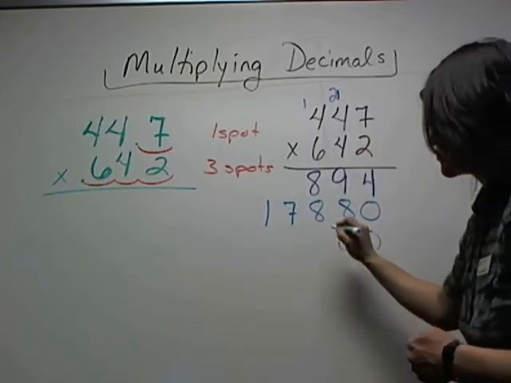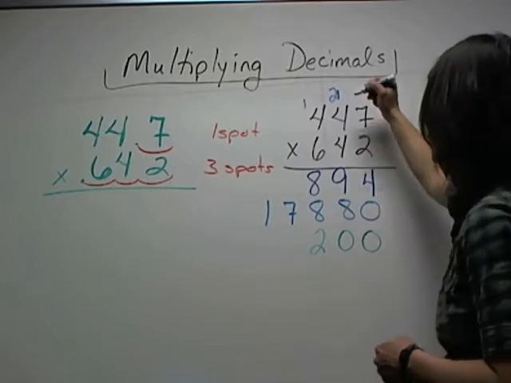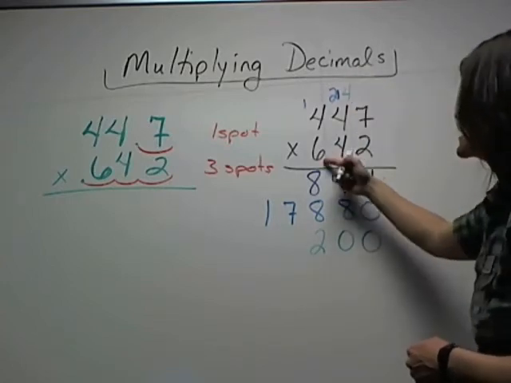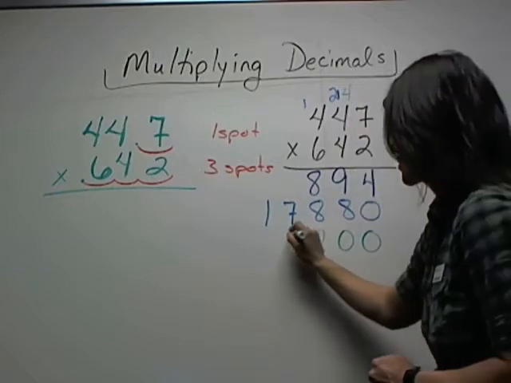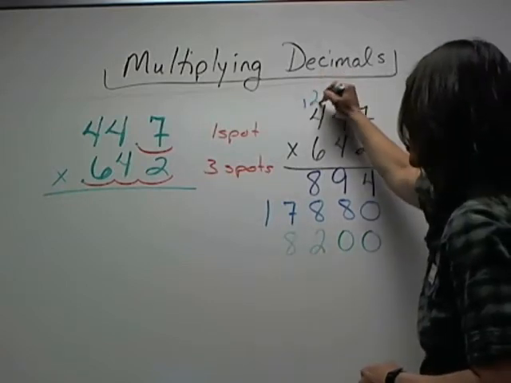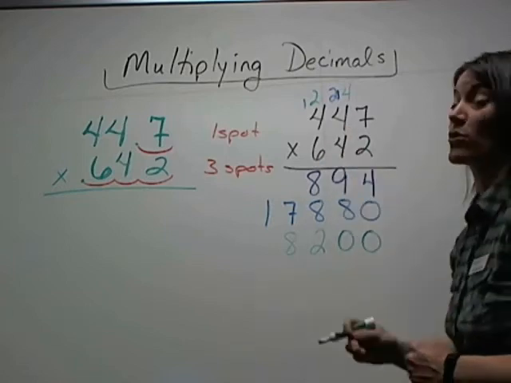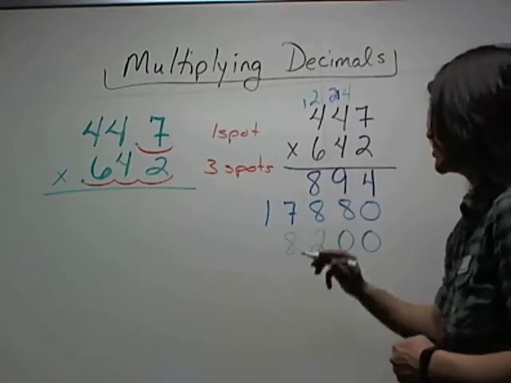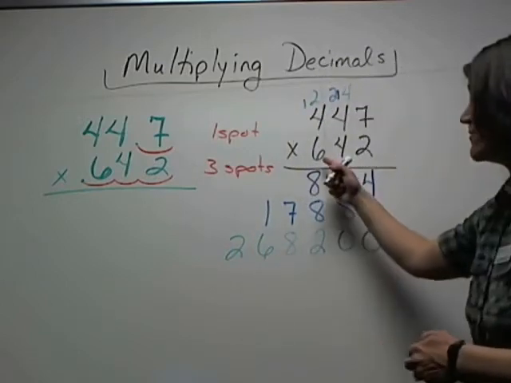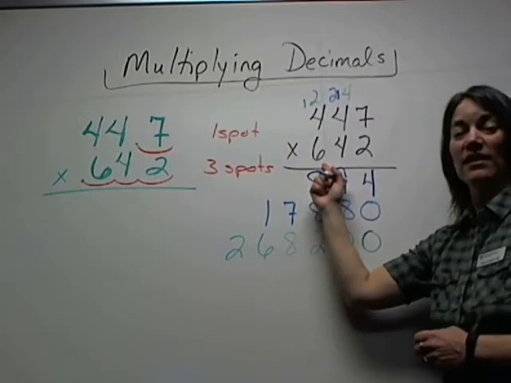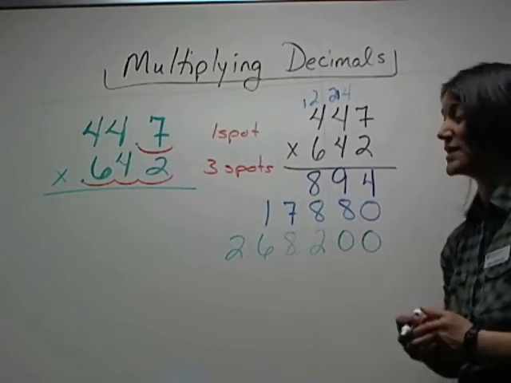6 times 7 is 42. You put the 2 down, carry the 4. 6 times 4 is 24. Add the 4 is 28. Put the 8 down and carry the 2. 6 times 4 is still 24. Add 2 is 26. Now I've used every digit in the second number to multiply to every digit in the top number.